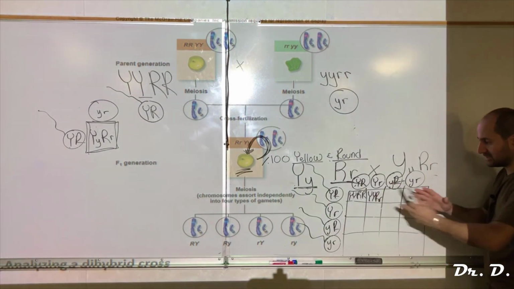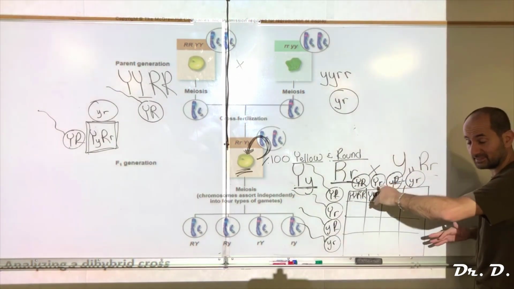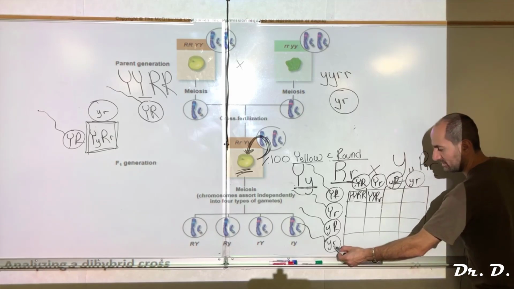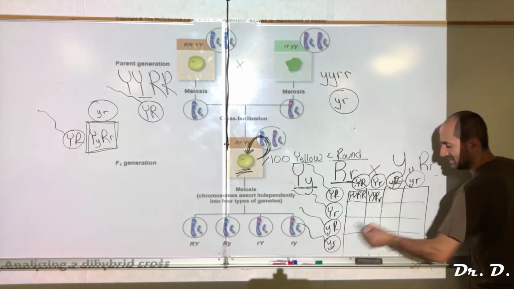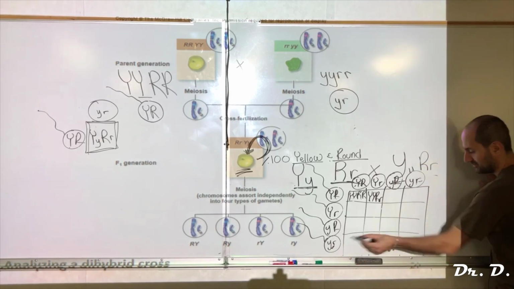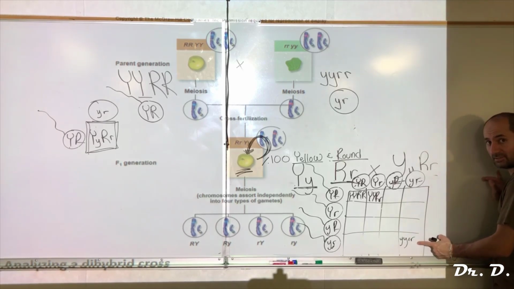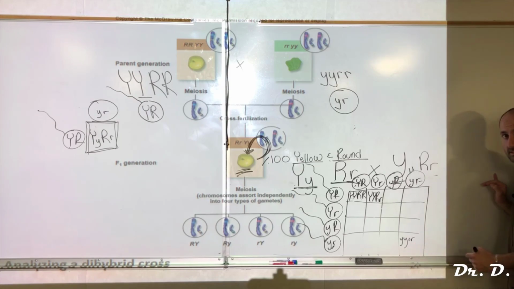And I'm not going to solve this whole square because it's solved on the next slide. I'm going to show you. But what if this sperm met that egg? Just real quick, what if this sperm at the bottom left met this egg at the top right? That would be little y, little r. And what would that give you? A green wrinkly, doesn't it?